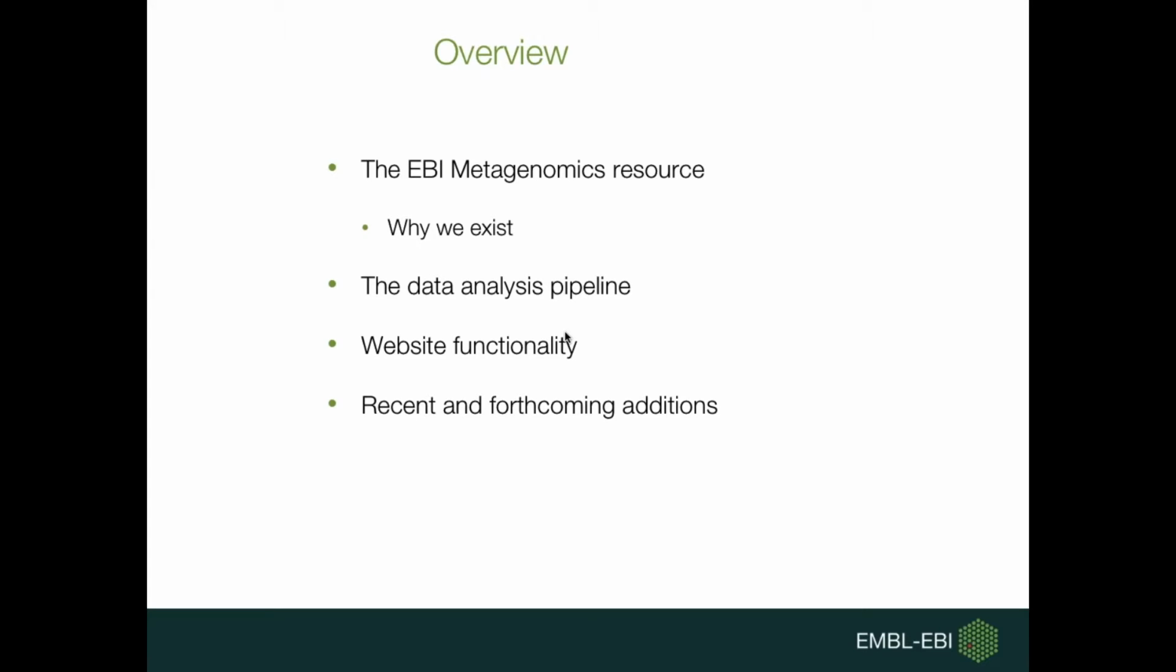So what I'm going to do is give you an overview of the EBI Metagenomics resource. I'm going to try and explain why we exist, so some of the challenges we were set up to face. And then I'm going to talk about our data analysis pipeline and some of the algorithms, not in a great deal of depth, but give you an overview. And then talk about the website, the functionality, some of the things you can find there, and then some recent and forthcoming additions to the site. So some things we've added recently and some things which will be appearing in the next couple of months.